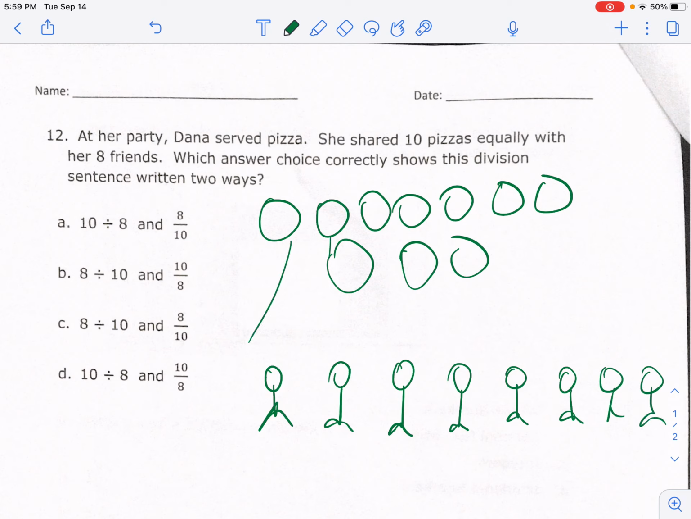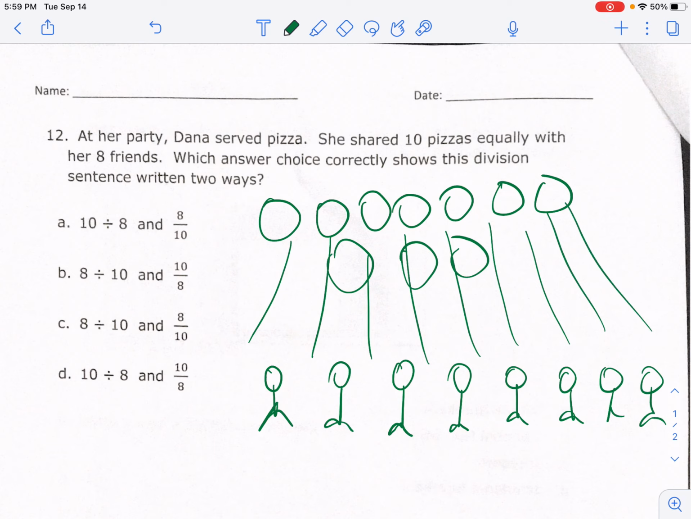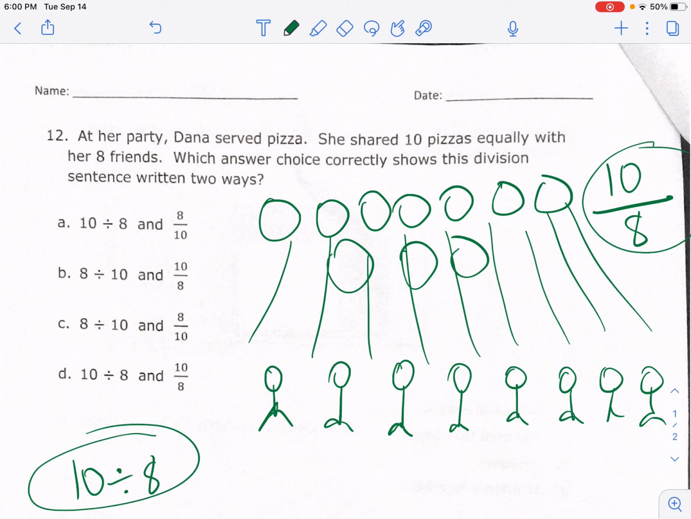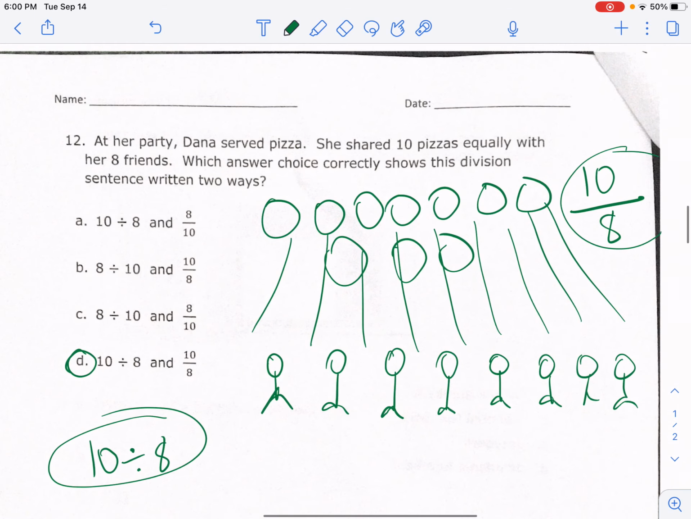Okay, so she is dividing up these pizzas among her 8 friends. She is not going to split up her friends among the pizzas. So that means she's taking these 10 pizzas and she is dividing them by her 8 friends. Another way to write that is 10 divided by 8. The 2 ways this is represented are the correct ways, so that means it would be D. You're not dividing the 8 friends into 10 pieces. That would be crazy. We're not doing that.